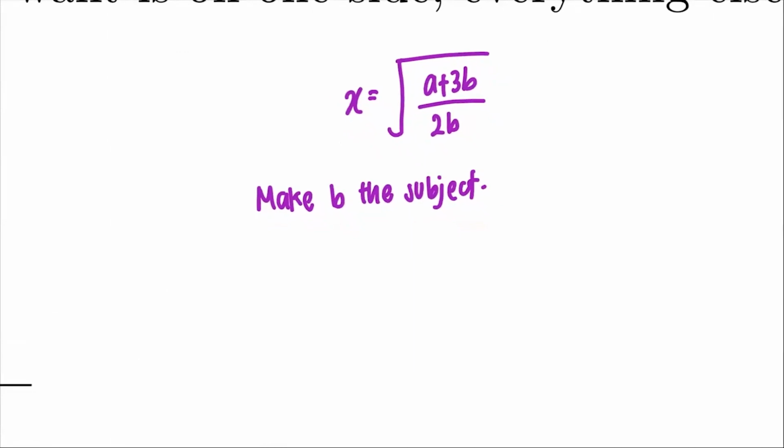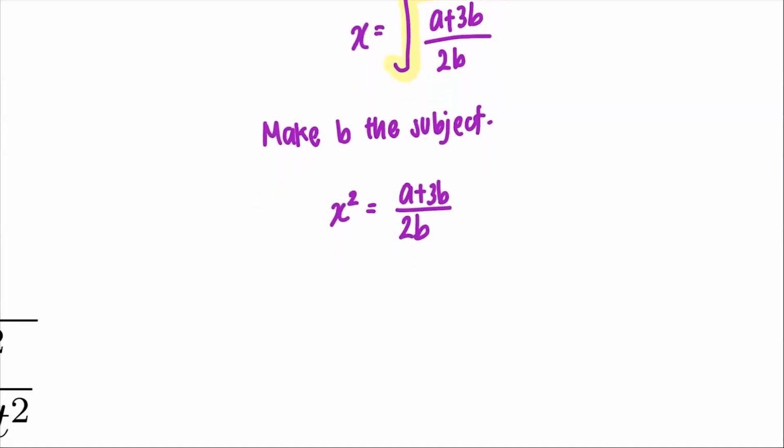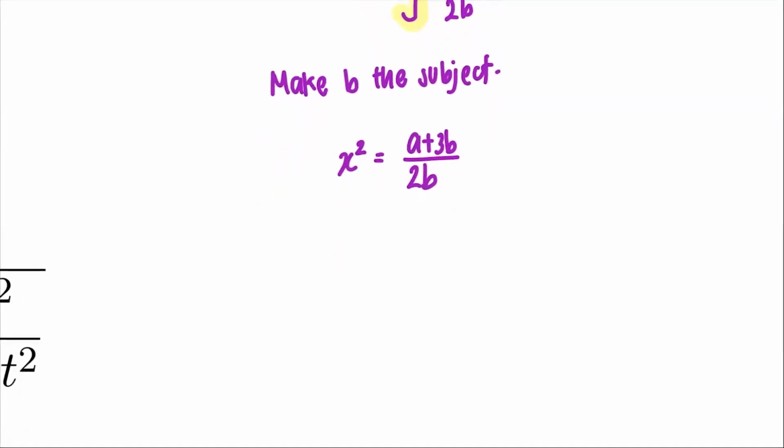So how do we do this? Let's go slow. Let's start off first by removing the thing that is a bit disgusting, which is the square root. This square root is a bit ugly. So how do we remove square roots? By squaring both sides. So let's square both sides and we will get x squared equals (a plus 3b) over 2b, sorry. After that, let's cross multiply. Because fractions are very ugly to deal with, let's cross multiply. I will get 2b x squared equals a plus 3b.